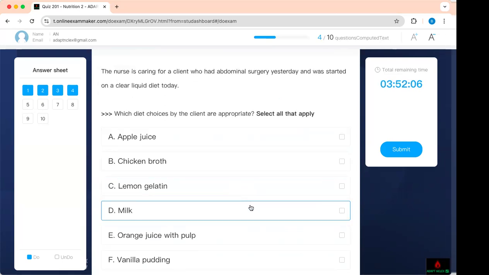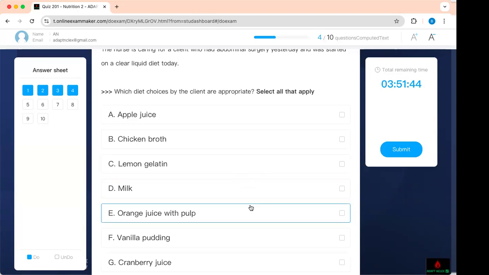A nurse is caring for a client who had abdominal surgery yesterday and was started on a clear liquid diet today. Which diet choices by the client are appropriate? Select all that apply. This is GI teaching, intervention, risk reduction. If they're picking something wrong, you will intervene because they are now on a clear liquid diet. What is a clear liquid diet? Anything you can see through.